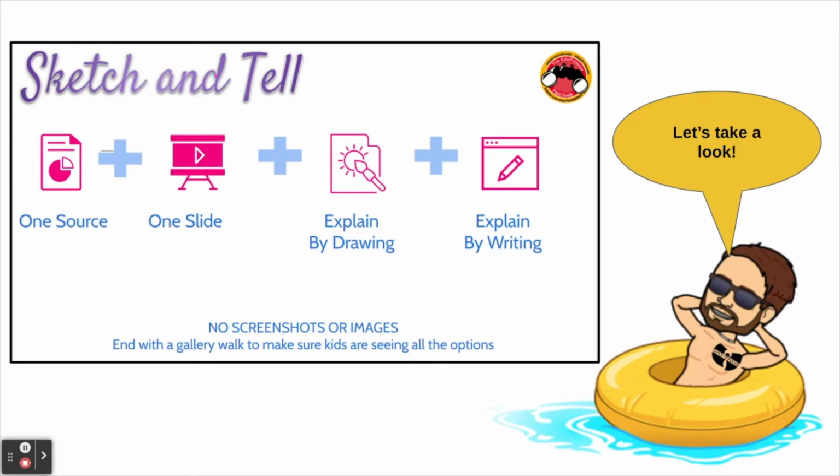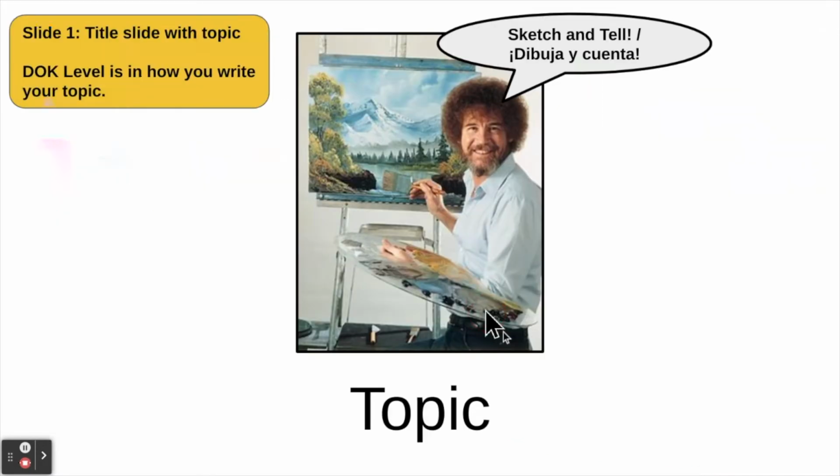They get one slide. They explain it through drawing using the tools of Google Slides, and then they explain it via writing using a text box on Google Slides. So here's an example of what my title slide looks like here. I use this funny Bob Ross image as my title slide, and where it says topic is where you edit that each time, and you write in what your prompt is or what you want them to explain.